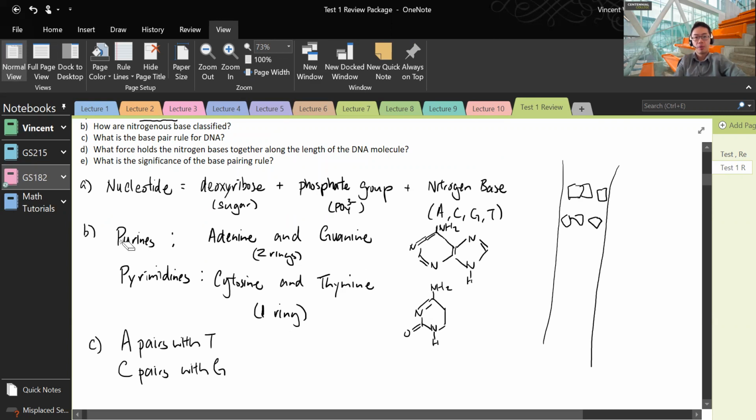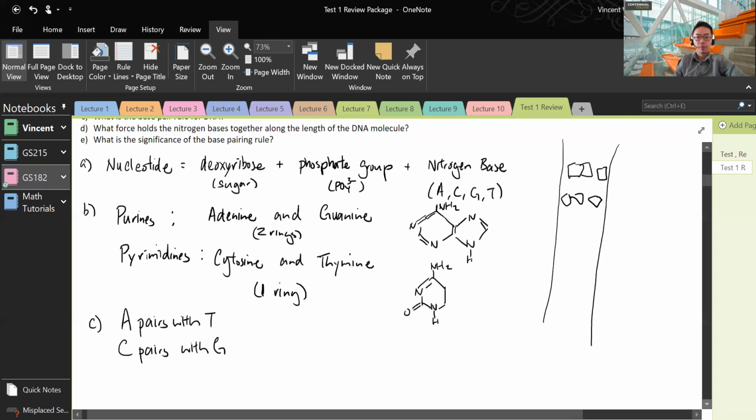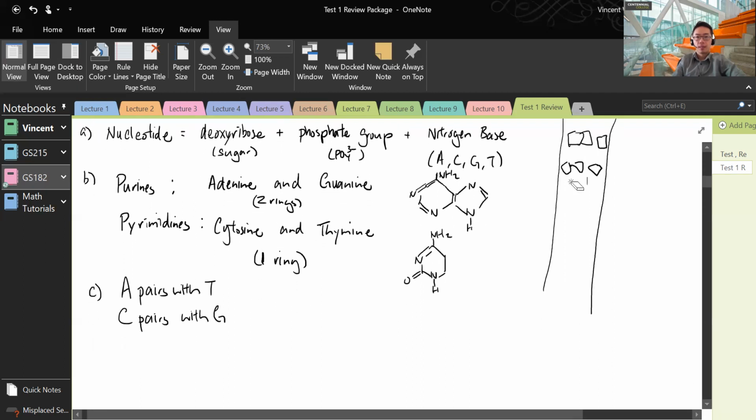Okay, because a purine will always pair with a pyrimidine, and it basically allows you to maintain a constant width along the length of the DNA molecules. Okay, so let me try to write that out for you. Okay, so maybe that was not the best diagram, but basically if you go across, it's going to be like 3 rings across. Okay. So that was E, right?